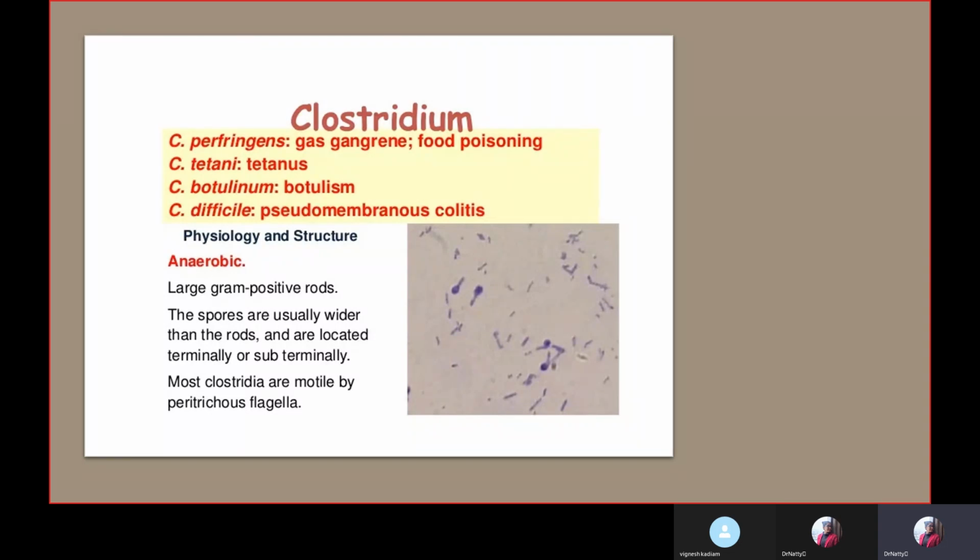Now moving on to next Clostridium infection, Clostridium botulinum. Just remember the name, it causes botulism, nothing much is important. Then last one, Clostridium difficile, it causes pseudomembranous colitis. So these are the four important diseases caused by four different species of Clostridium.